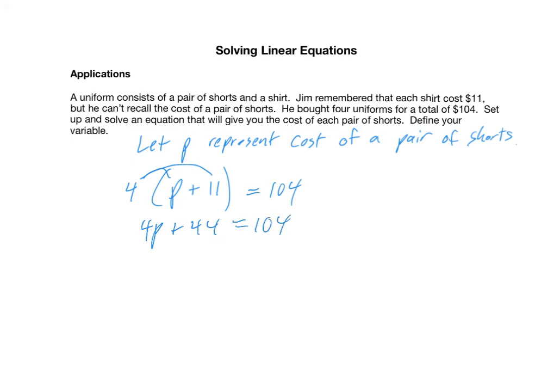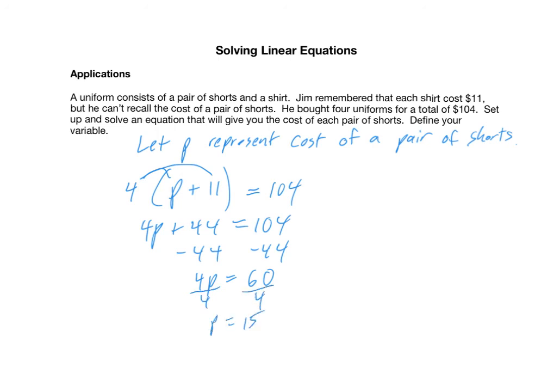Now we've got to undo what's happening to P in the opposite order of the order of operations. So we're going to subtract 44, which will give us 4P equals 60. Then to undo the multiplication by 4, we would divide both sides by 4, giving us P equals 15.